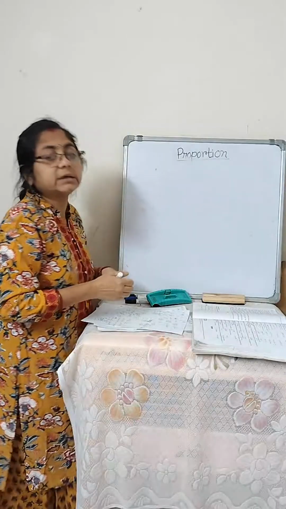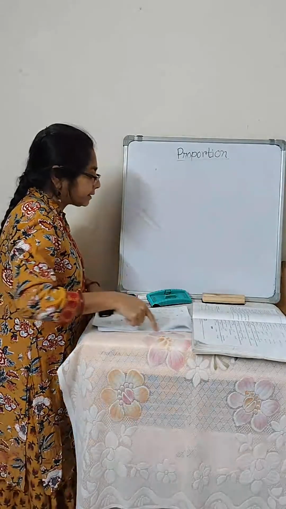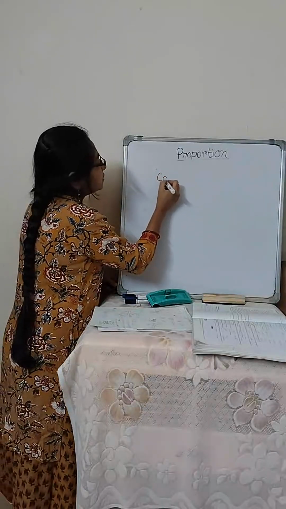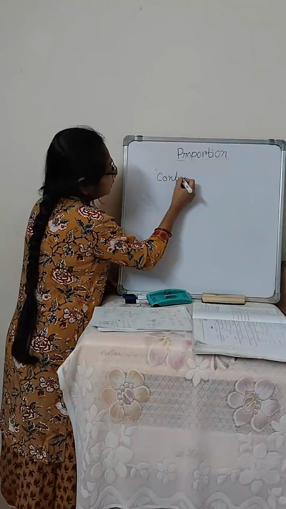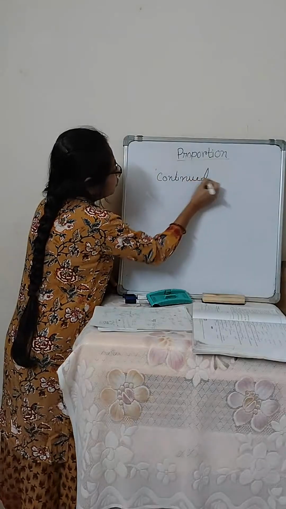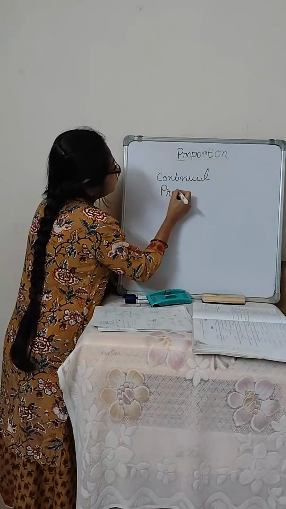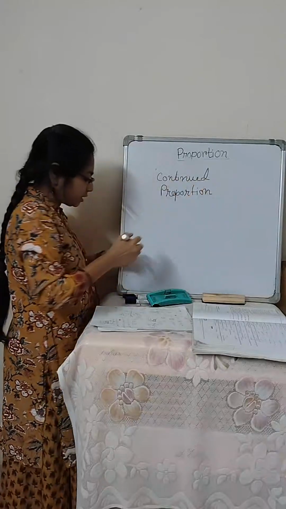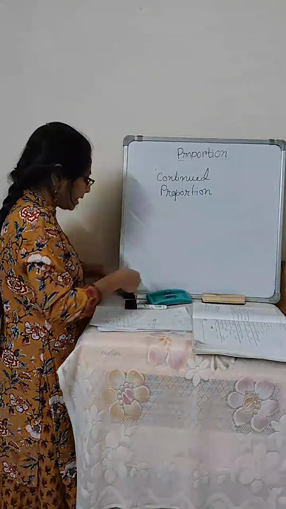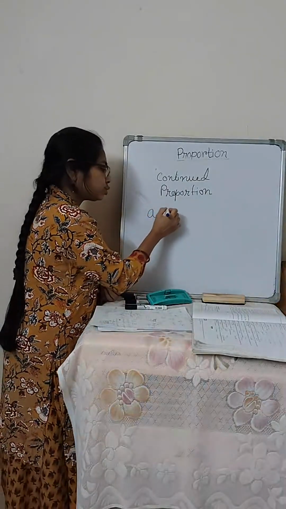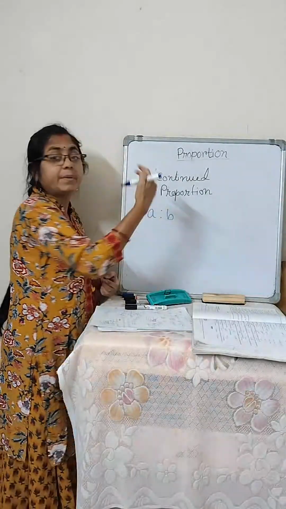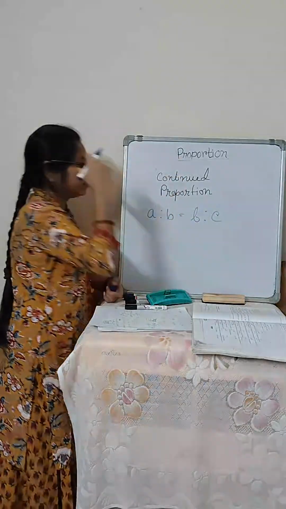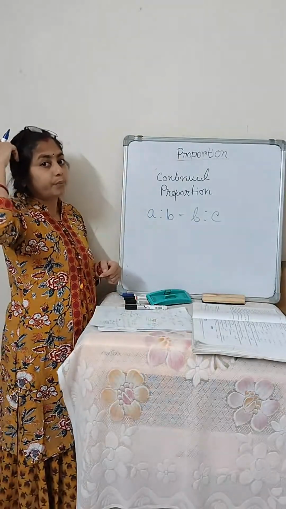There is another thing that is most important: continued proportion. What is the continued proportion? First I tell what is continued proportion. Continued proportion is that A is to B, then B repeats one more time, B is to C. It is called continued proportion.